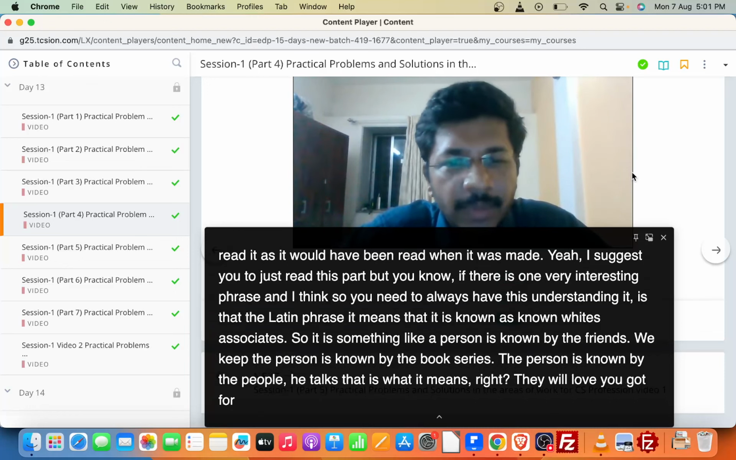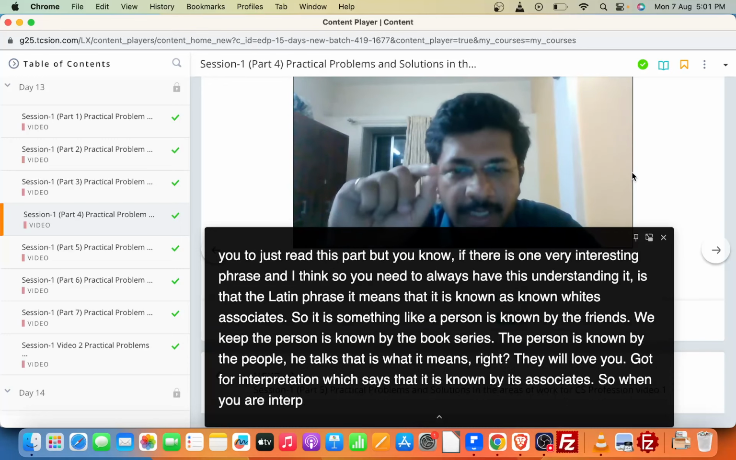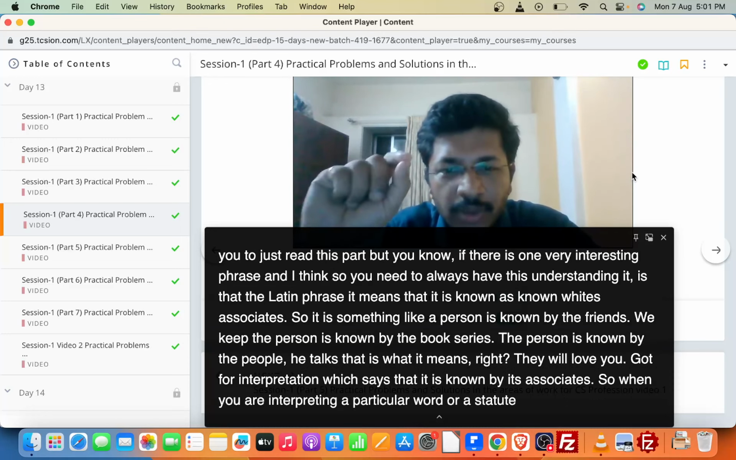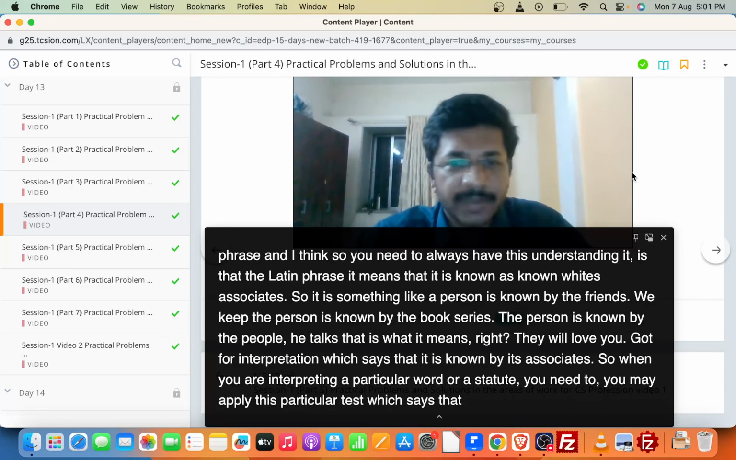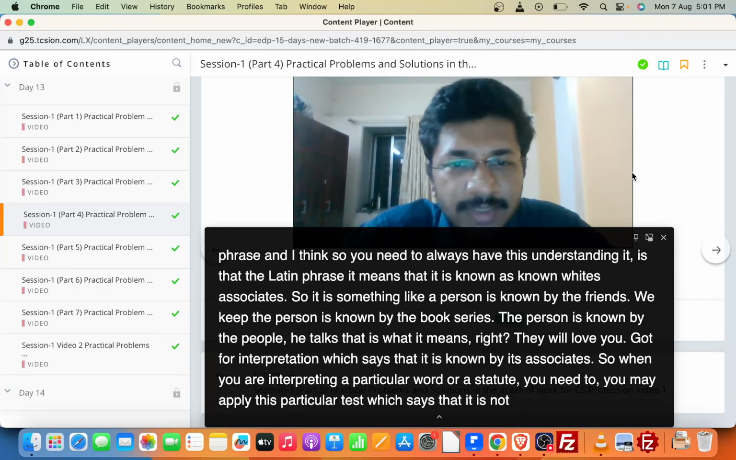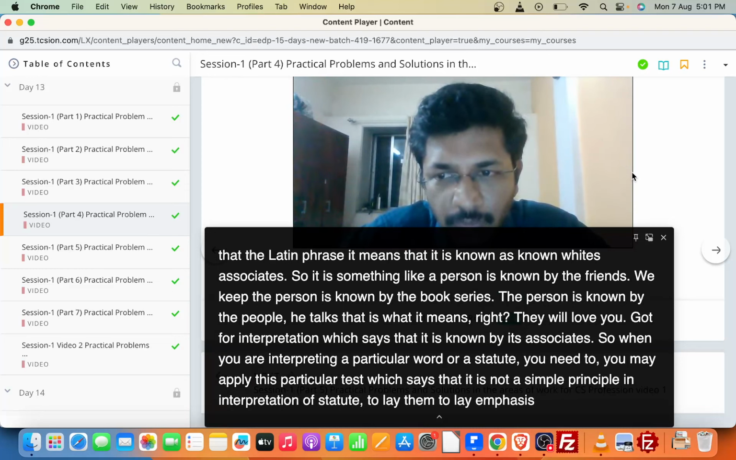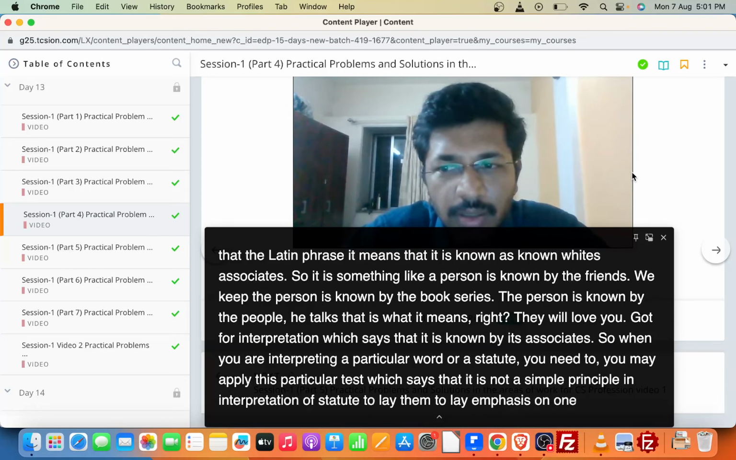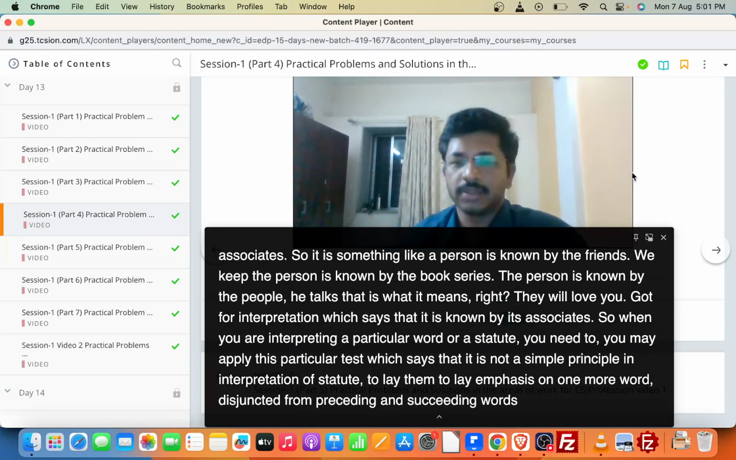Similarly, you have got for interpretation which says that it is known by its associate. So when you are interpreting a particular word or a statute, you may apply this particular test which says that it is not a simple principle in interpretation of statute to lay emphasis on one or more words disjuncted from preceding and succeeding words.